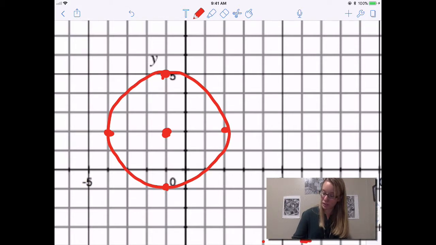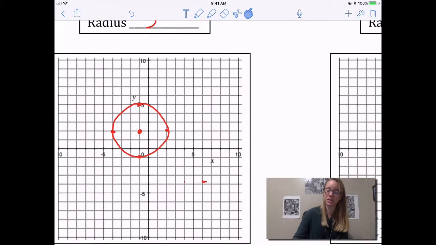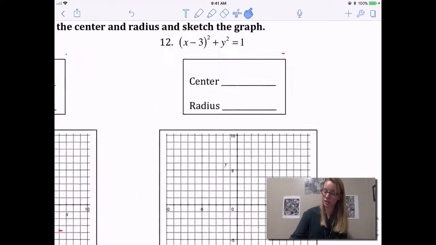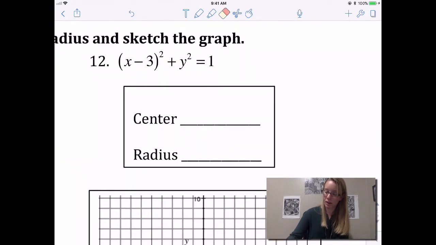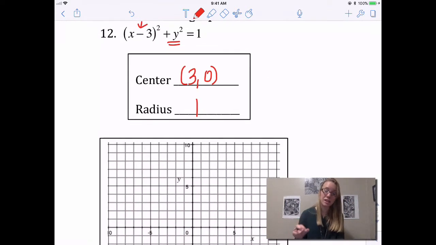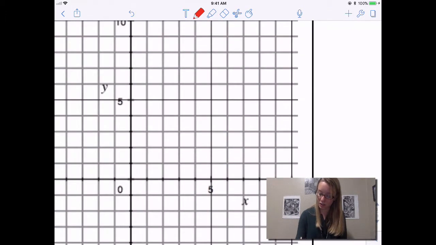Really, if I wanted to be super accurate, I could measure out 3. Maybe I'd be a little off there. But having 4 points are good anchor points, so you know that you're roughly the right radius. Then number 12, I've got 3, 0, this time because we have opposite, and then there's no number with y, and my radius is 1. It's important to write down the center because if we just wrote down 3, it's hard to know which direction to go. So I'll go 1, 2, 3, and then 1 in all 4 easy directions. And it's just a little circle.